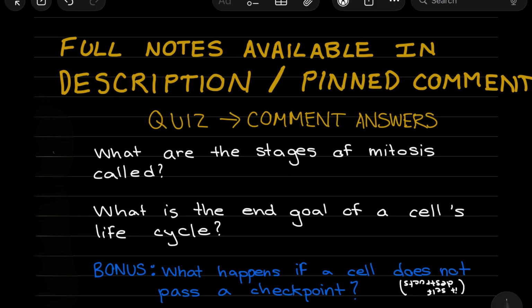And the last 3 questions of the quiz, including a bonus one, are, what are the stages of mitosis called? What is the end goal of a cell's life cycle? And the bonus question is, what happens if a cell does not pass a checkpoint? Try your best to think of the answer, it's written upside down for you to check.